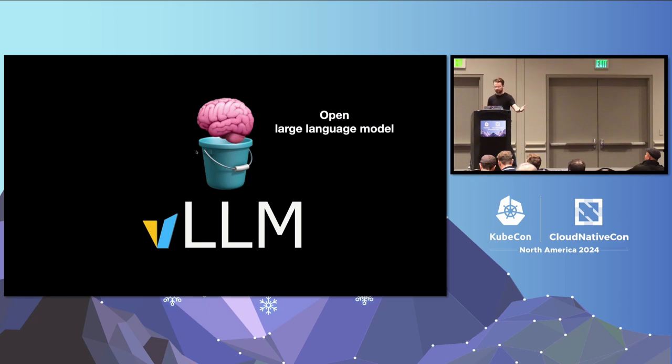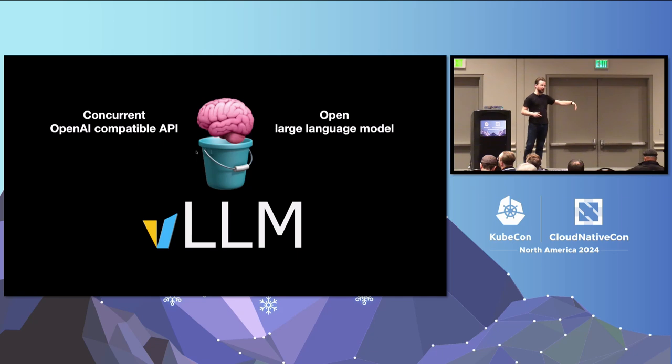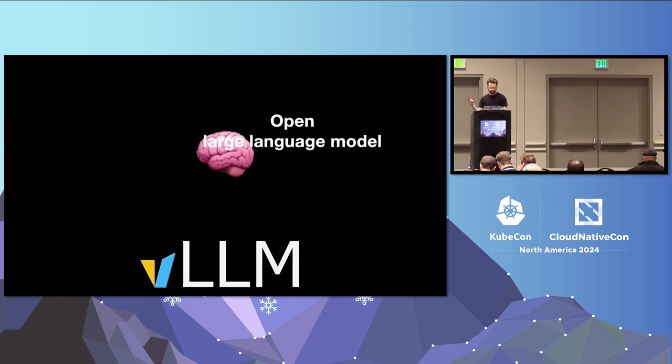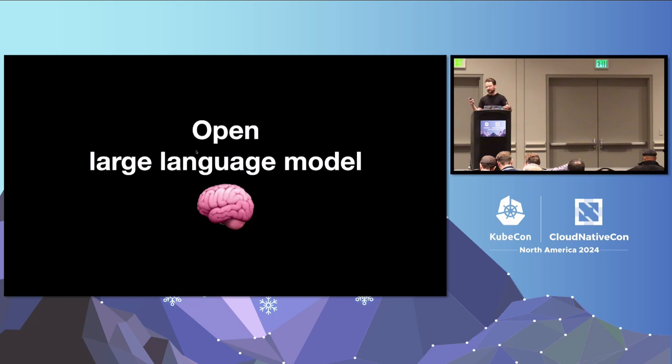So yeah, it serves an open large language model that you can get off of Hugging Face pretty easily using vLLM, and then serves that as a concurrent OpenAI compatible API. Yes, that's a very important part of this as well. vLLM uses an API that looks just like OpenAI's. It acts just like it. We could very easily lift and shift our clients to use vLLM instead of OpenAI.